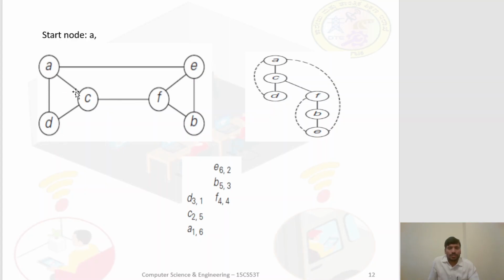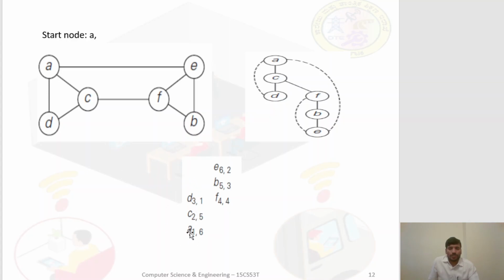If I started visiting first A, then next C, then what is the next branch of this C? That is D. So first visit C, then D, and later I visit F. Followed by this, I visit B and E.